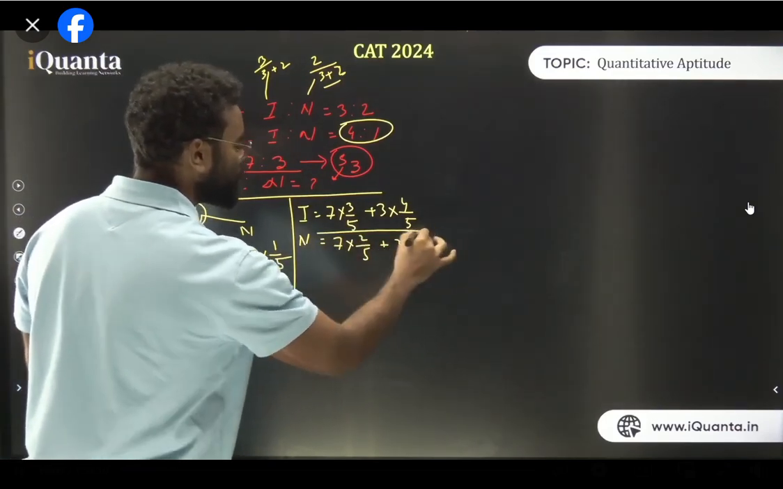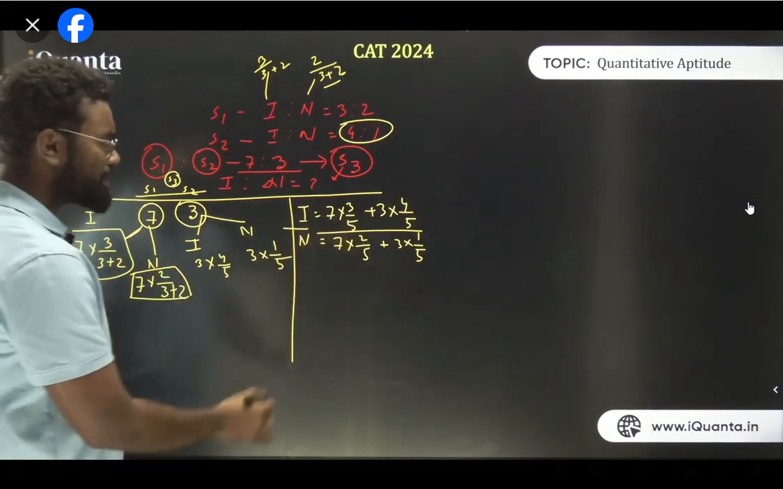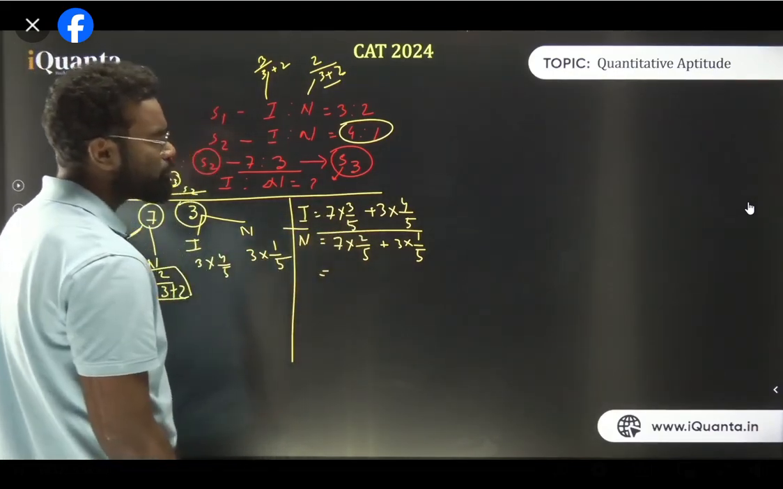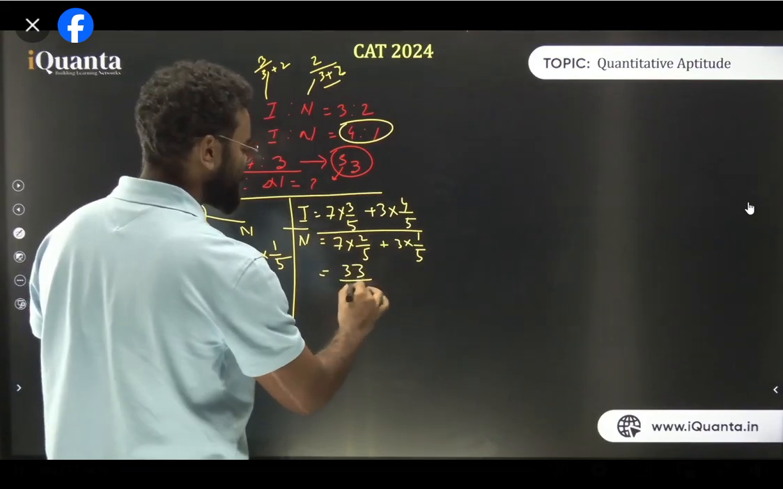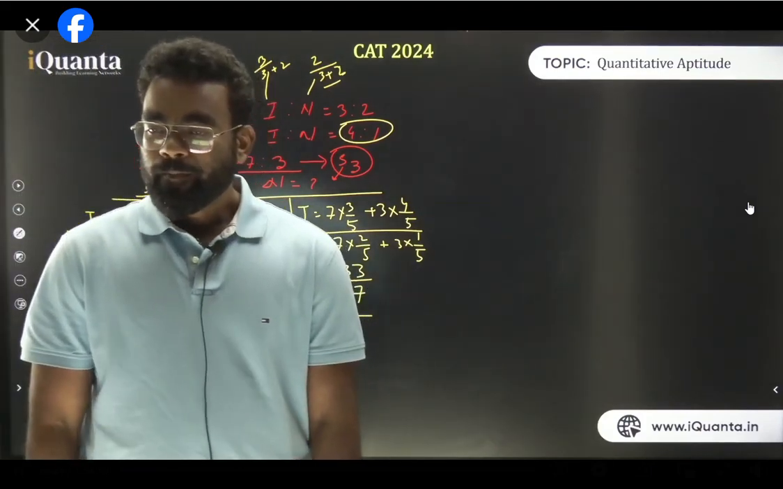Now if you do the ratio, you will get exactly the ratio of iron to nickel. If you divide it, you'll get the ratio of iron to nickel. So what is your answer? 7 times 3 is 21 and 3 times 4 is 12. So 21 plus 12 is 33, and this is 17. So that is your answer: iron to nickel is 33 upon 17. It is lagging.